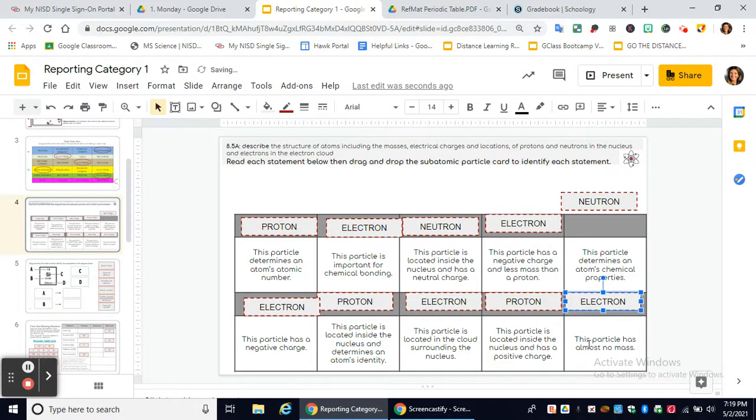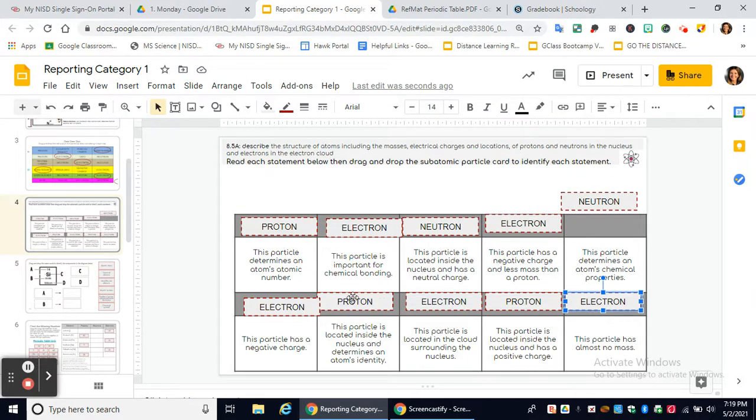This particle has almost no mass. That's an electron. So let's review to see where we might have a mistake. Protons, a particle that determines an atom's atomic number. Yes. Electron, the particle important for chemical bonding. Yes. Neutron, this particle is located inside the nucleus and has a neutral charge. This particle has a negative charge and a less mass. Yes. This particle determines an atom's chemical properties.